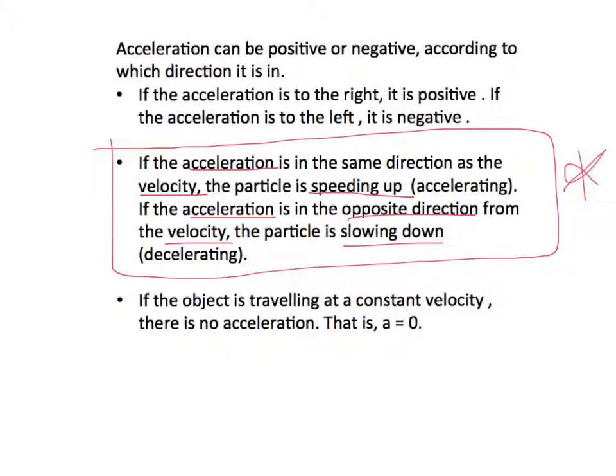If the object is travelling at a constant velocity, there is no acceleration, because remember, acceleration is the rate of change of velocity with respect to time. So if you had something travelling at a constant velocity, so just say this was a graph of velocity versus time, there's a graph of a constant velocity. You can see the gradient of that graph is 0. That's why the acceleration is 0 if a particle is travelling at a constant velocity.